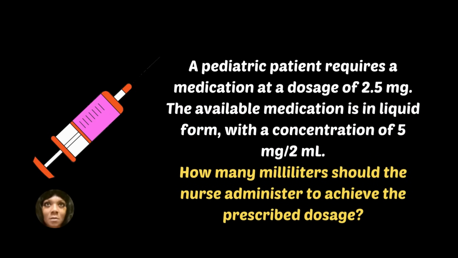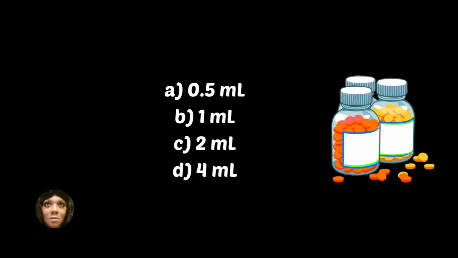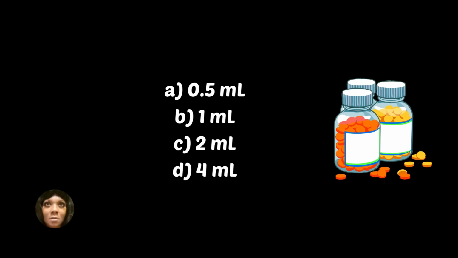A pediatric patient requires a medication at a dosage of 2.5 milligrams. The available medication is in liquid form with a concentration of 5 milligrams per 2 mLs. How many milliliters should the nurse administer to achieve the prescribed dosage? Is it A, 0.5 milliliters? Is it B, 1 milliliter? Is it C, 2 milliliters? Or is it D, 4 milliliters?